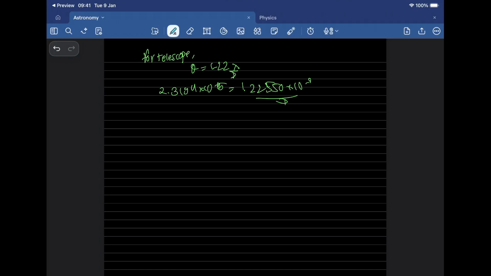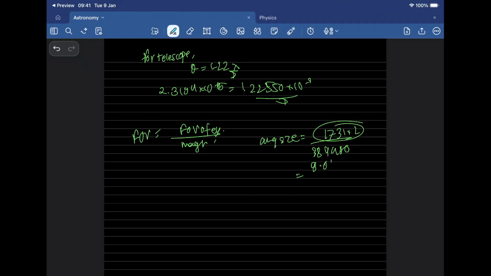So FOV is FOV of eyepiece divided by magnification, right? So we have angular size as, I suppose, 1731 times 2 divided by 3842. This is the diameter. 400 is the distance to the moon. So 9.03 times 10 to the power minus 3. So it is 0.517 degree for the telescope, right?